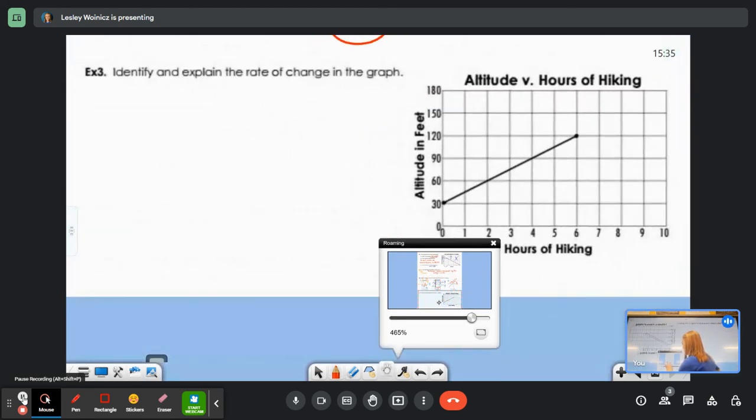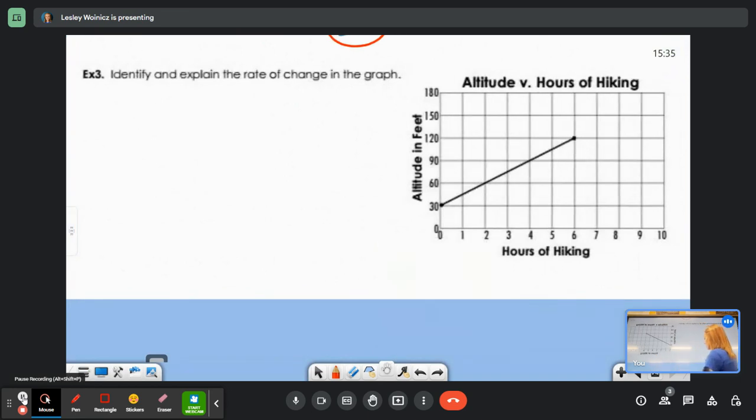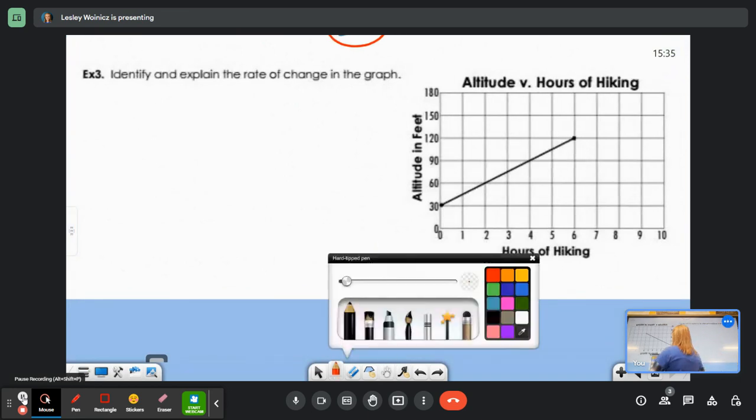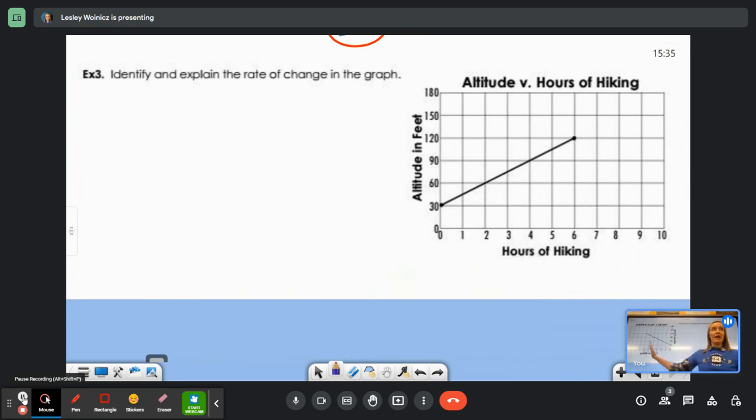Okay. Last but not least, the final countdown. We have altitude versus hours of hiking. As time goes by and we're hiking, what happens to the altitude? Keeps inclining, keeps going up. So we have to identify and explain the rate of change in this problem. So what do we want? Slope or y-intercept? Slope. Okay, so we need some pretty points. Do you want to use this end point or a different point? 2 and 60.